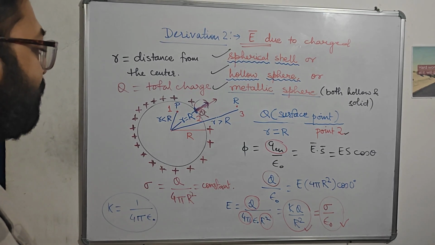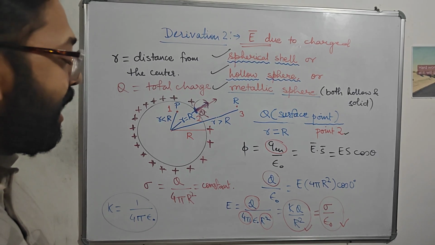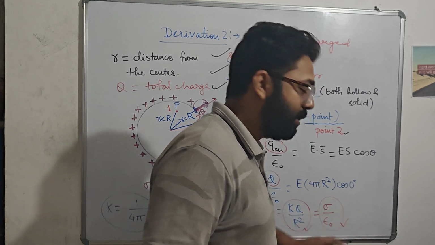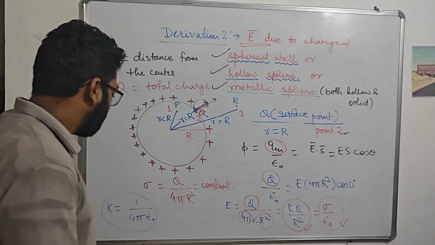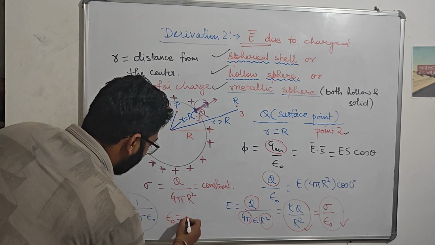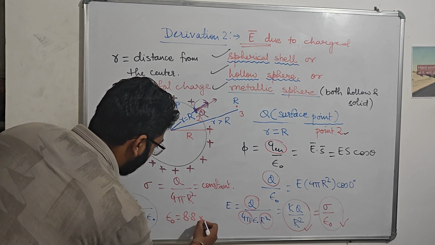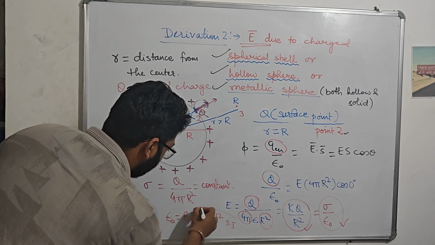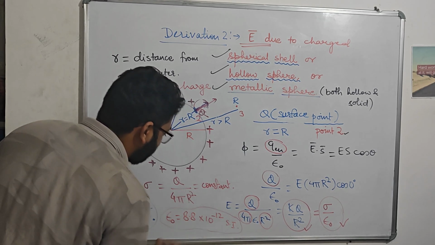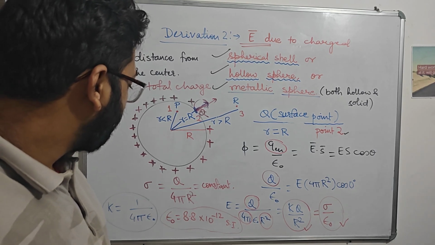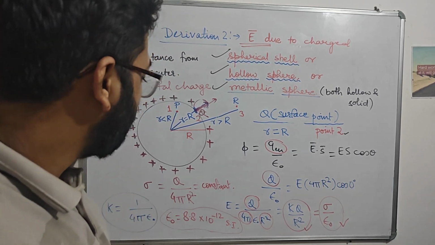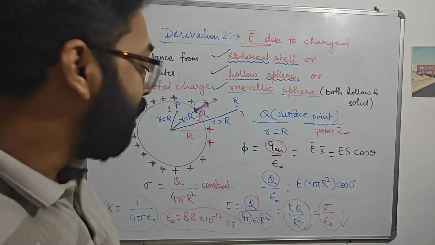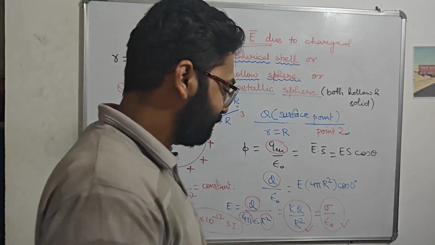So the electric field at the surface point is KQ by R square. Also it can be said as sigma by epsilon naught, where epsilon naught is a constant. You have to remember its value, 8.8 into 10 raised to the power minus 12 in SI units. So let us try to remember this. In the exam also this value is given, but if you remember it, it is not bad. Okay, now let us come to the last point, which is outside the surface.